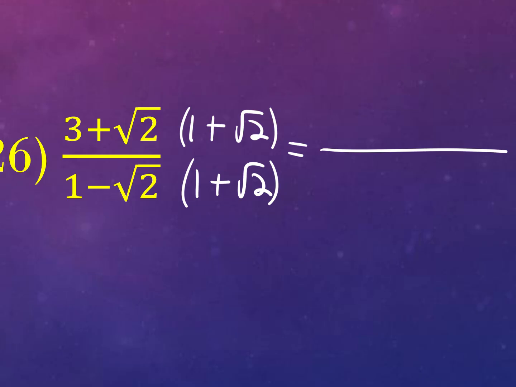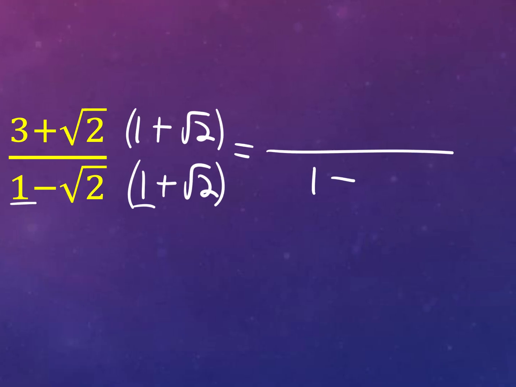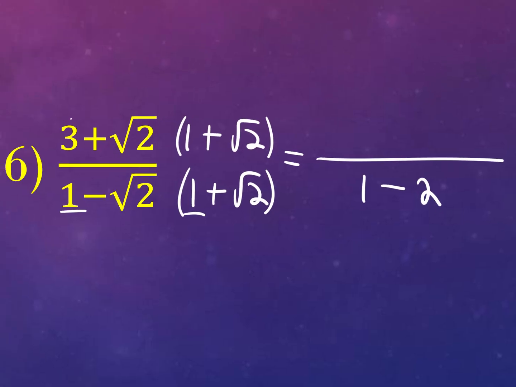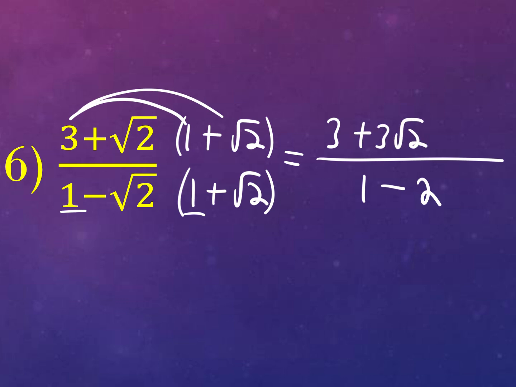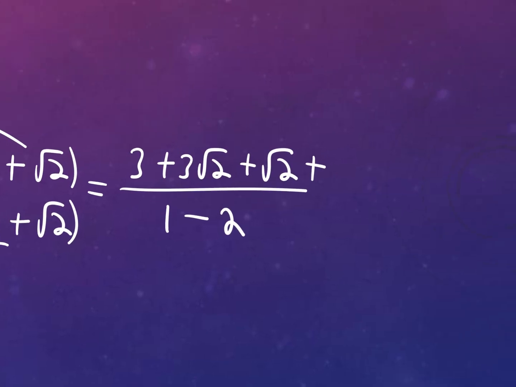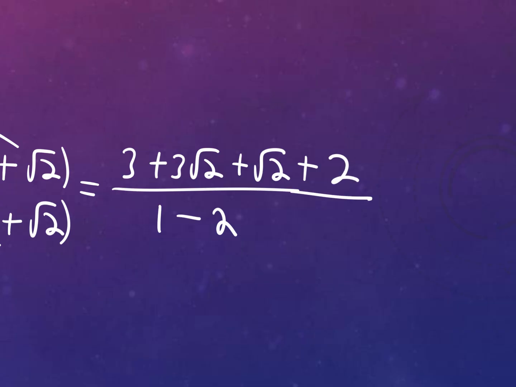You can do it for the top too, right? The top you can FOIL, yeah. But let's work on the bottom, right? What's the first number squared? 1 minus what's the second number squared? Square root of 2. Okay, it's 2. All right. And now let's FOIL the top. 3 times 1 is going to get you 3. 3 times the square root of 2 is plus 3 square root of 2. Inner times the inner is going to be plus the square root of 2. And then last times the last is going to be just 2.